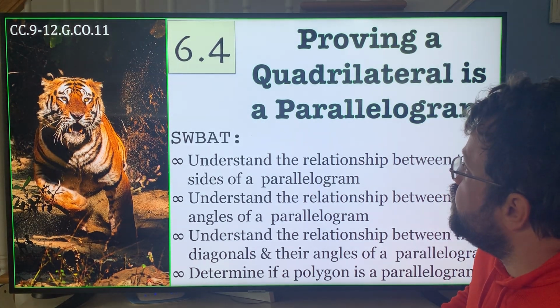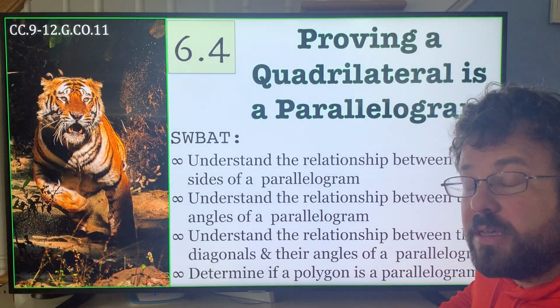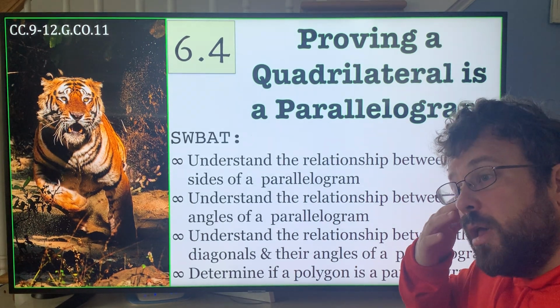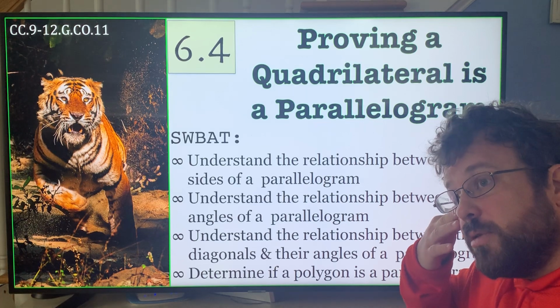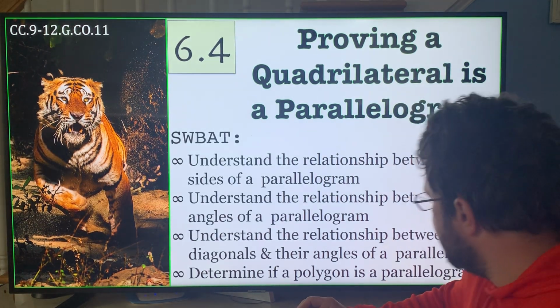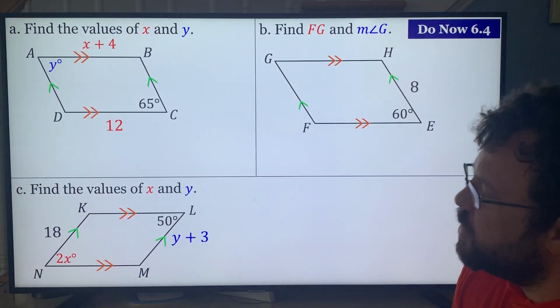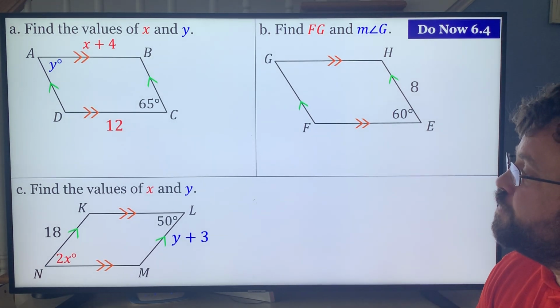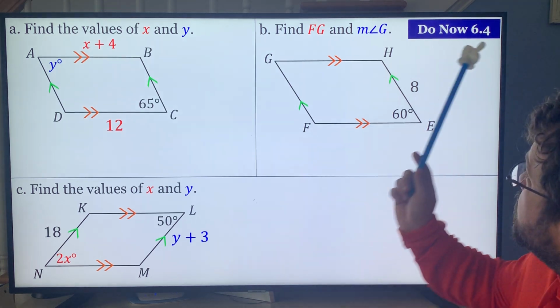So, back to parallelograms. We did this last lesson in 6.3, and we will do it again today in 6.4. This is going to go a little more in detail. So first off, I want you guys to start with a simple do-now problem. All right, you guys should have finished it.